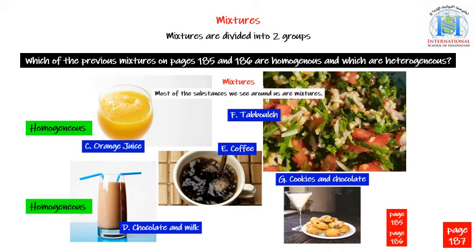Good job. Coffee now. How many phases or levels or colors does a mixture of coffee show? How many colors? 1. Good job. So is it a homogeneous mixture or a heterogeneous mixture? Homo? Excellent. Homogeneous mixture.